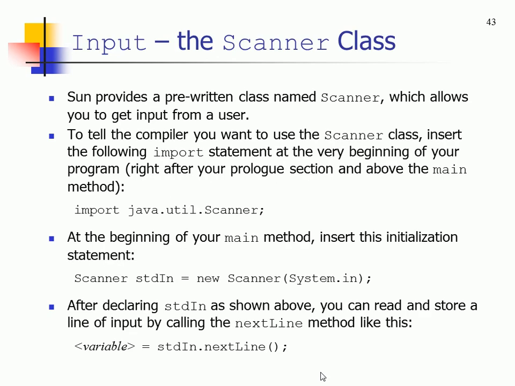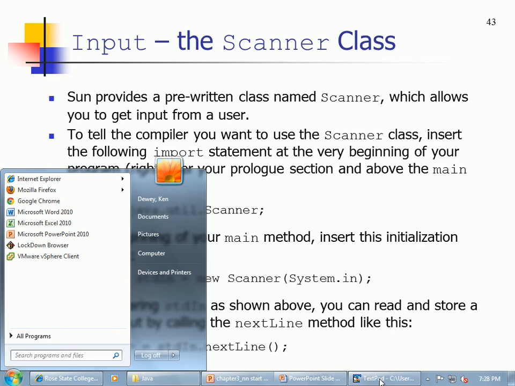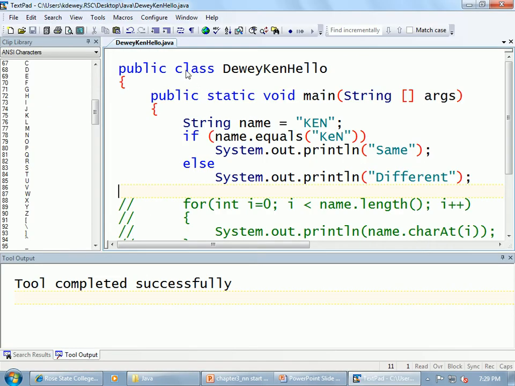Now let's talk about the Scanner class, okay? Prior to some version, 1.4, whatever, it wasn't built in. But what they've done in the meantime is write it for us. It says it provides a pre-written class named the Scanner class, which allows us to get input from the user. To tell the compiler you want to use it, you must use the import statement. So I must use this: import java.util.Scanner. And it's got to go at the very top of my program.